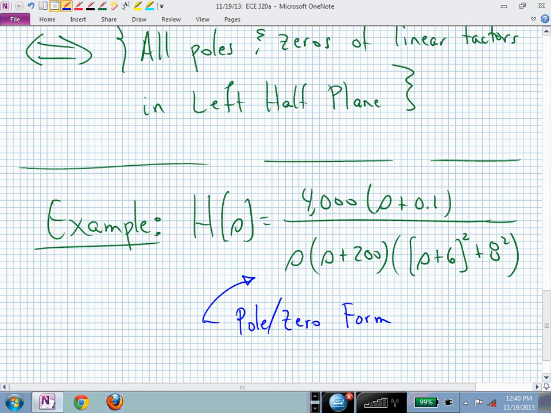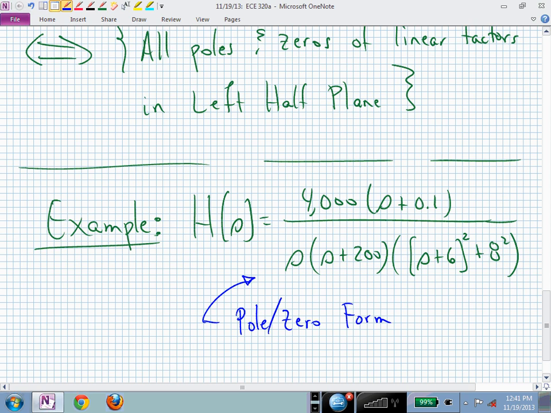So we need to normalize these constant coefficients. 200, we actually want to make that equal to 1. The 6 squared plus 8 squared, which ends up being 36 plus 64, or 100, or 10 squared, we want to factor out that 10 squared and make it 1. Likewise, upstairs in the numerator, we want to factor out that 0.1 and make that constant 1. That makes it time constant form.